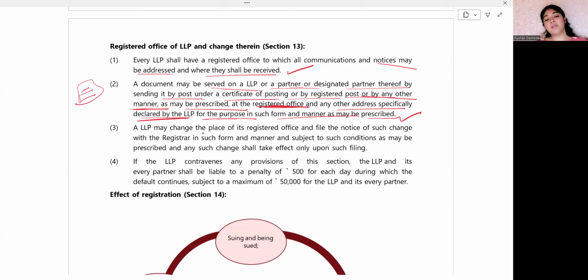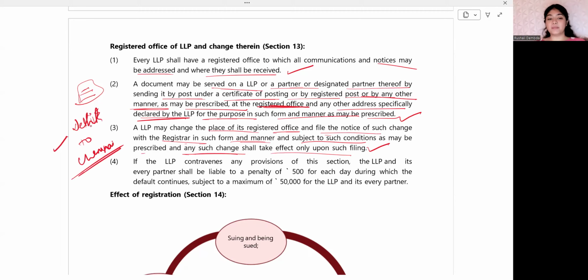LLP may change the place of its registered office and file the notice of such change with the registrar in such form and manner and subject to such conditions as may be prescribed, and any such change shall take effect upon such filing. If they want to change their office from Delhi to Chennai, they have to file the notice of change with the registrar, and that will be duly accepted.